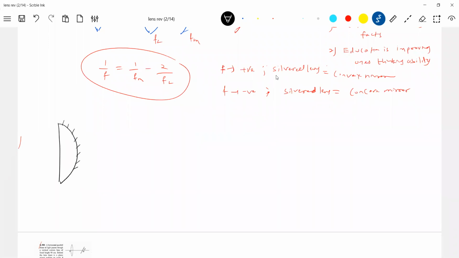I'll silver the curved surface. So let the radius of curvature be 4 centimeter, let mu equal 2. What about the equivalent focal length here? So this is equal to plano-convex plus mirror. Now you know all the formulas. This should be equal to again one mirror.